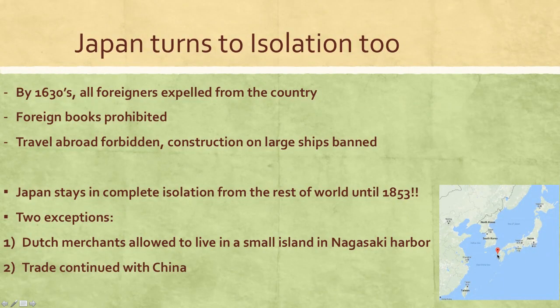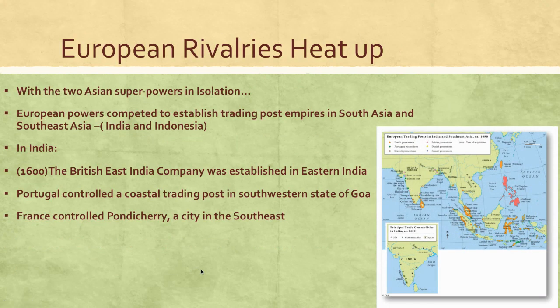One is Dutch merchants allowed to live in a very small island in Nagasaki Harbor, especially because they provide weapons, provide gunpowder, and then trade with China on a limited basis. Okay, so those are our two East Asian superpowers, Japan and then to a bigger extent, China.